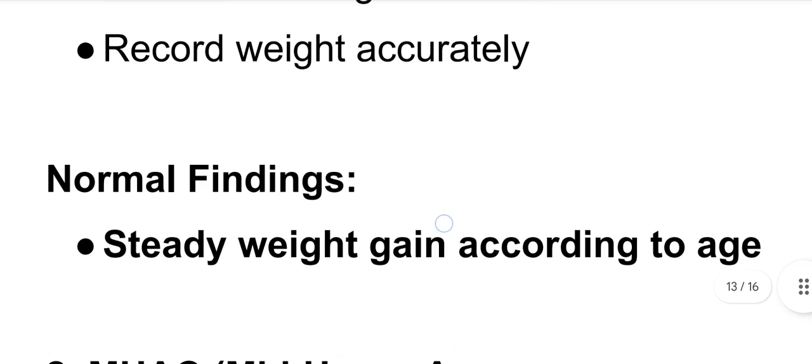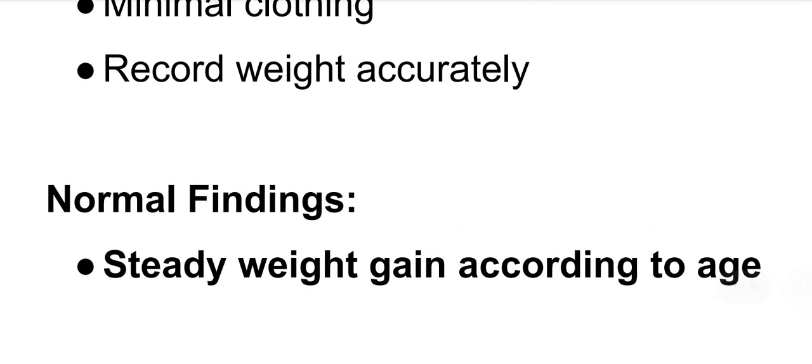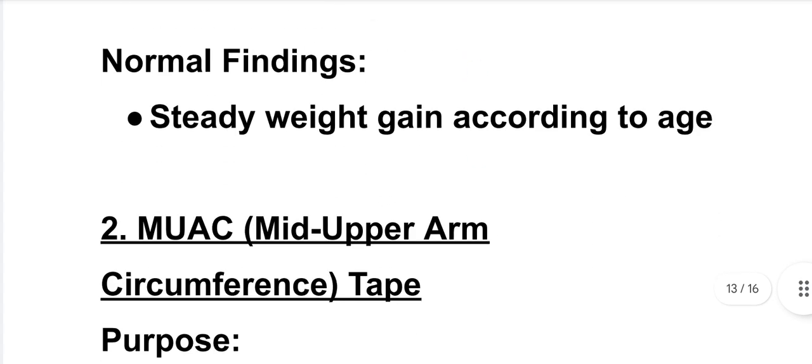So normal findings, you should have steady weight gain according to the age. The under 5 card has lines. We have the green line, the red line on top, and the black line. If the child's weight is coinciding with the green line, it means the child is growing. But if it has just stayed flat, it means the child has reduced growth.